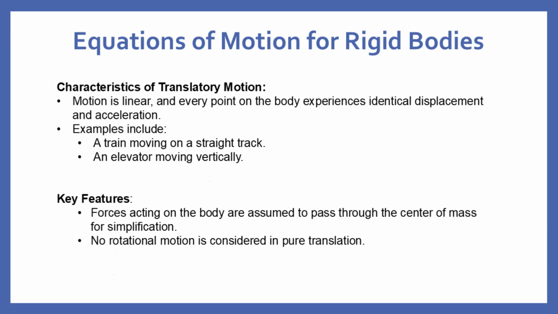In this slide, we're examining what makes translatory motion unique. Imagine a train moving on a straight track. Every part of the train moves with the same velocity and acceleration. The key point here is that during pure translation, there's no rotation involved. Forces acting through the center of mass cause pure translation, which is why we often simplify our analysis by considering forces acting at this point.